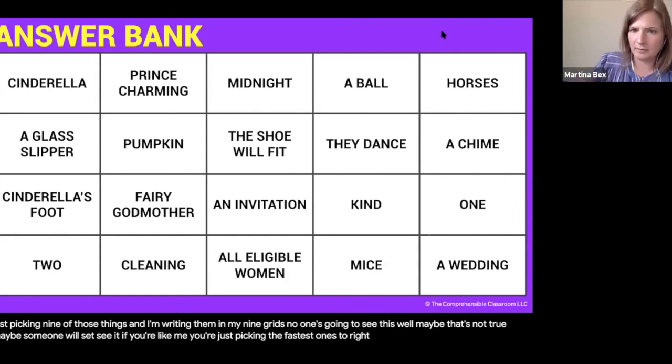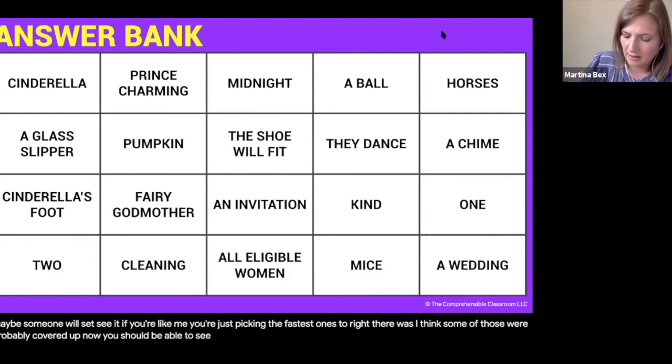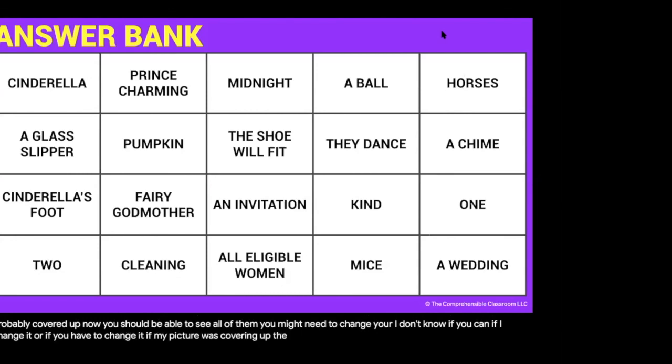Oh, there. I think some of those were probably covered up. Now you should be able to see all of them. You might need to change your, I don't know if you can, if I change it or if you have to change it if my picture was covering up the thing. No, I think your cursor was overall pretty good.